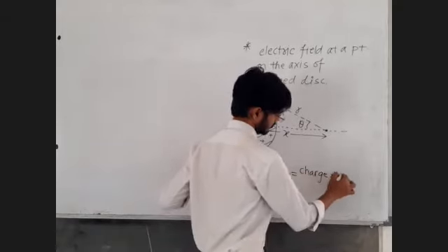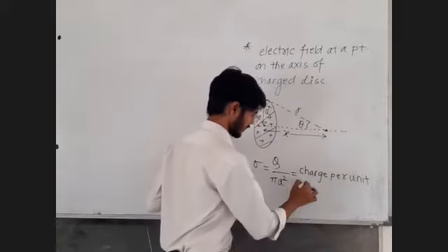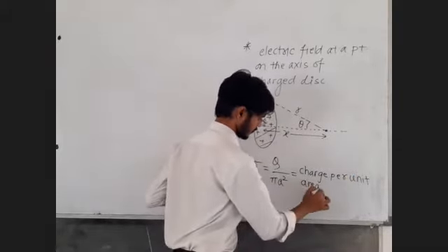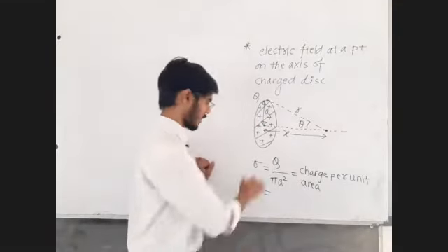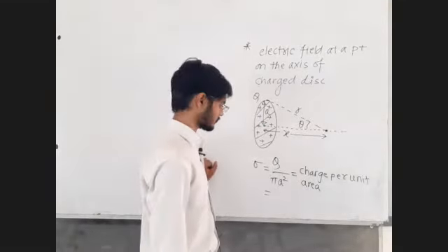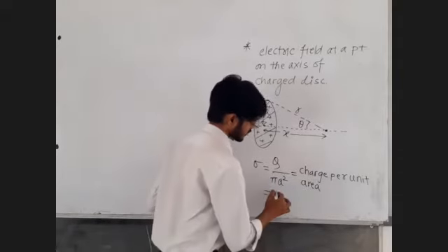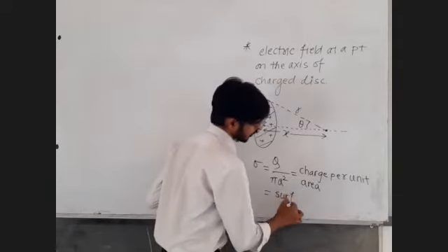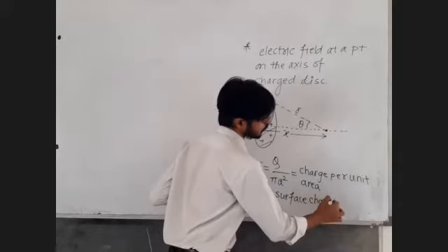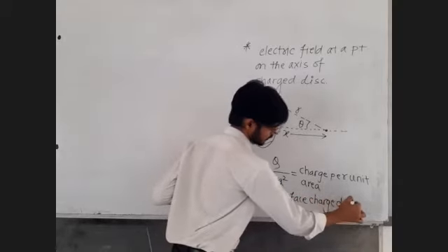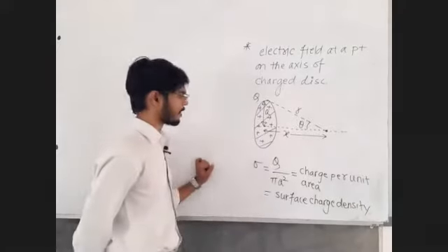Just like linear charge density means charge per unit length, we have areal charge density, or one more name, surface charge density. Areal charge density, or surface charge density. Okay, sir. Surface charge density. All right.